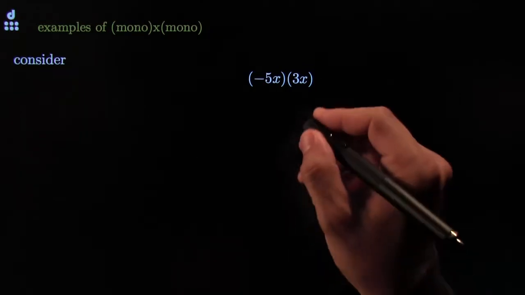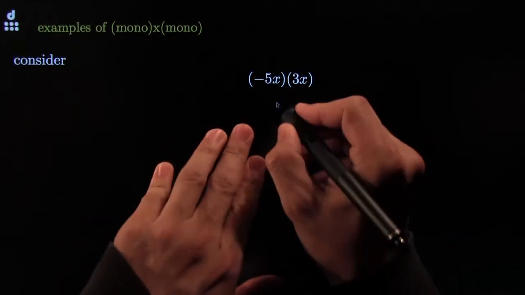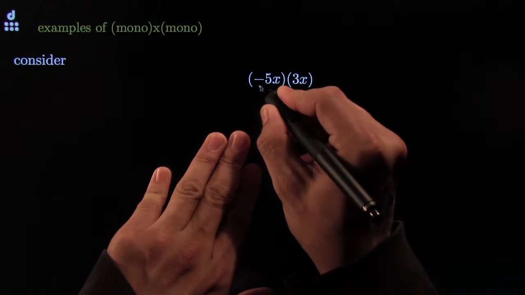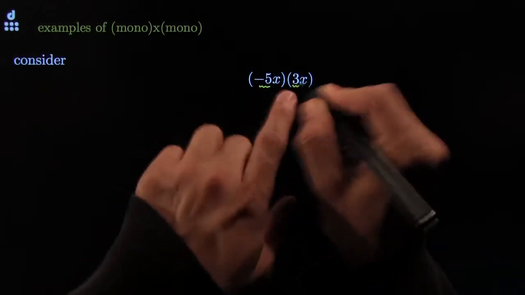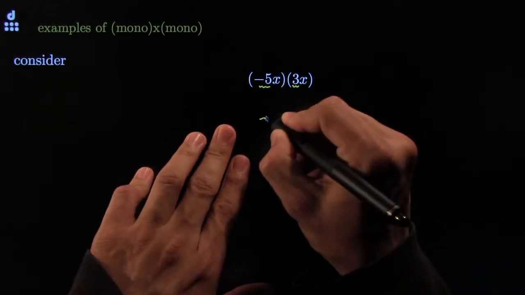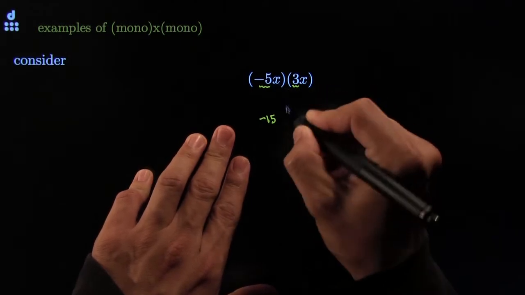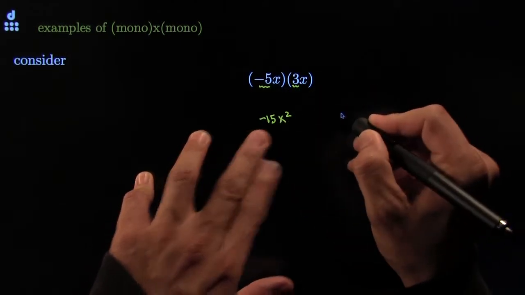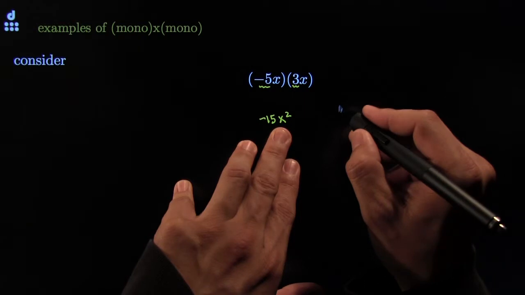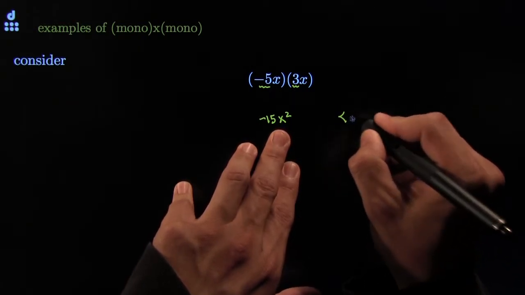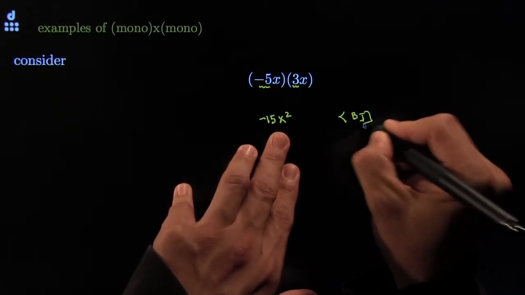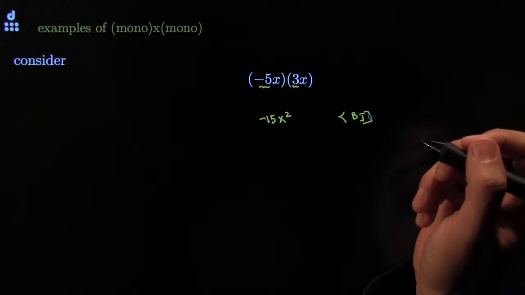Let's do that again. Again, you could do this step by step, or we could do it by inspection. I'm going to do it by inspection. I'm going to think here that I can regroup the -5 and the 3 to give me a -15, and x times x would be 2 x's, or x squared, multiplied together, and that's going to be by inspection. Okay, that's how you multiply monomial times monomial.